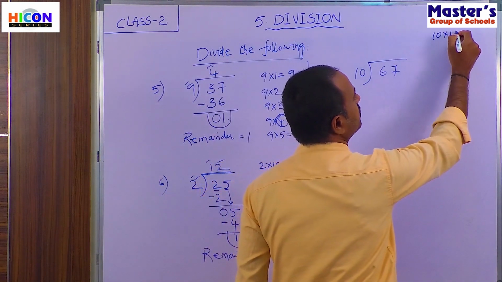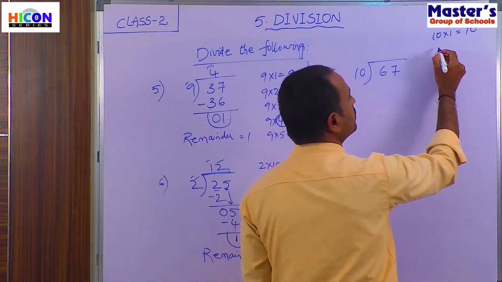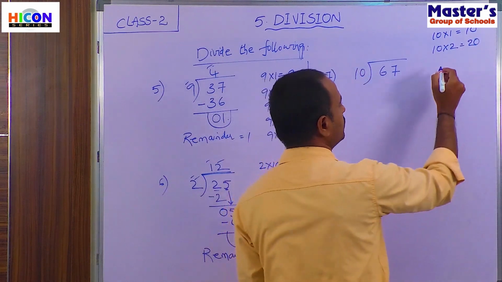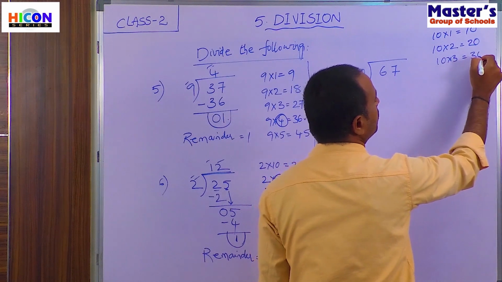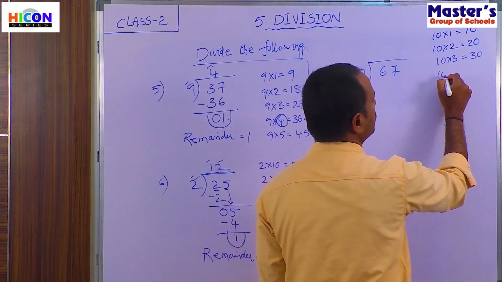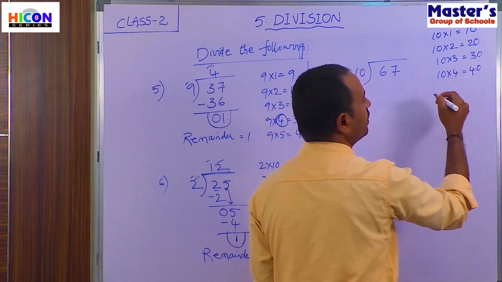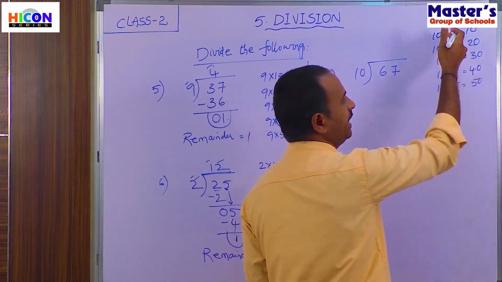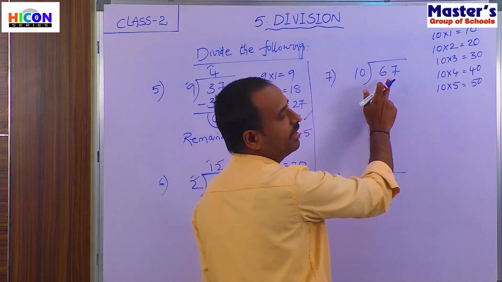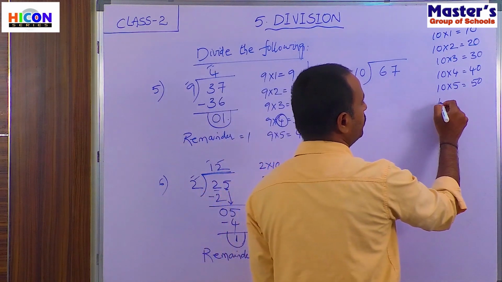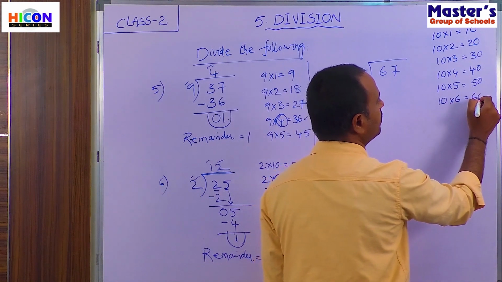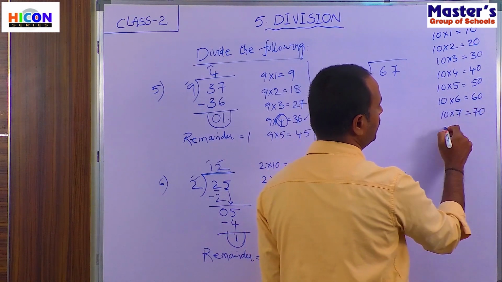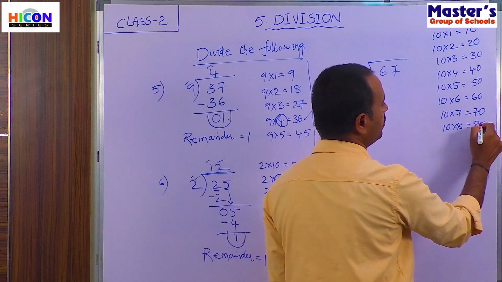That is 10 ones are 10, and take 2 times. 10 twos are 20, and take 3 times. 10 threes are 30, and take 4 times. 10 fours are 40, and take 5 times. 10 fives are 50. So write the table and continue the table until you get the number 67. Now take 6 times. 10 sixes are 60 and 10 sevens are 70. And if you take 8 times, 10 eights are 80.